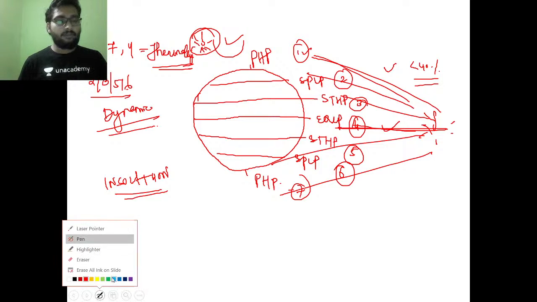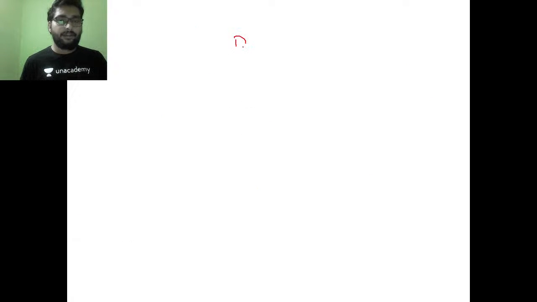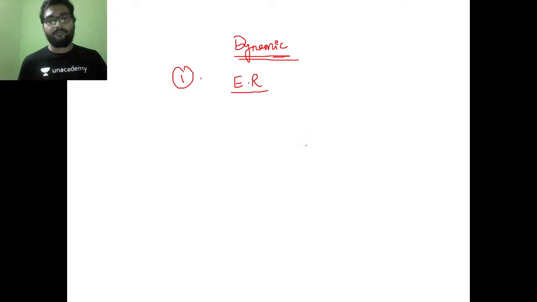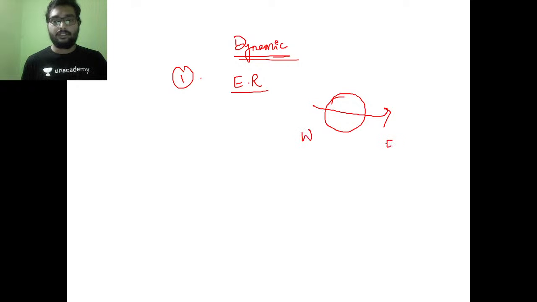Now let's discuss other dynamic factors which affect the pressure belt. The first dynamic factor is the rotation of the earth. The earth rotates from west to east. When the earth rotates, along with it there will automatically be rotation of the atmosphere.